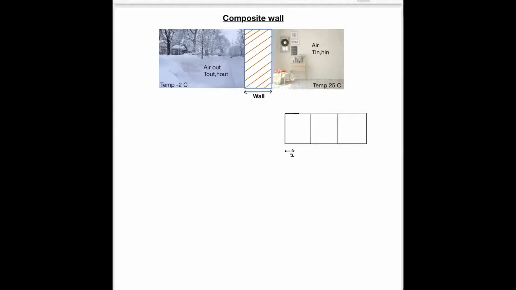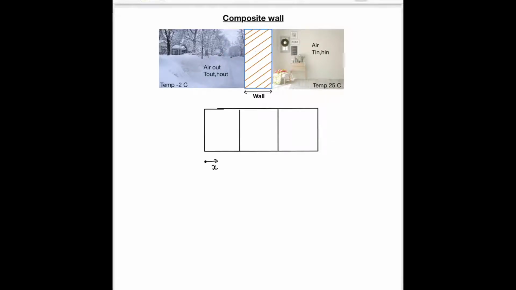Hello everyone. In this video, we are going to learn about composite wall and how to calculate the heat transfer through it. So here I have one wall that's separating the air inside our room and the air outside our room, and the temperatures are 25 degrees Celsius and minus 2 degrees Celsius. Since the temperature of the air inside the room is higher than the temperature outside, the heat will flow from our room to outside.